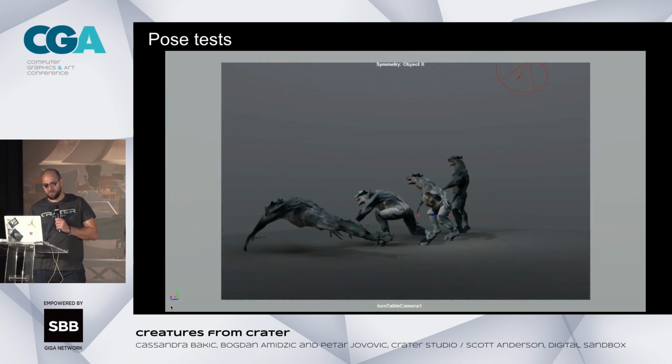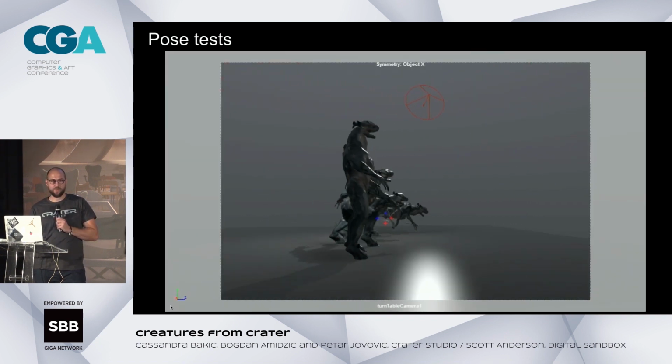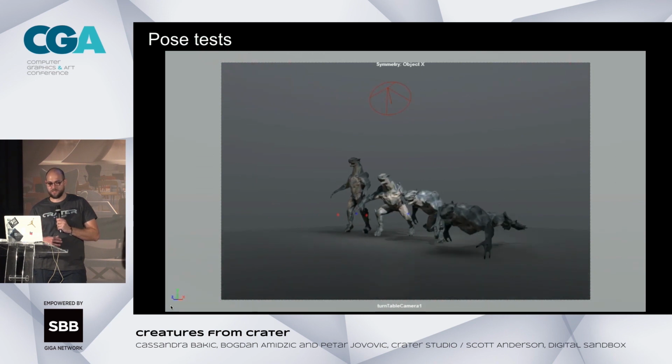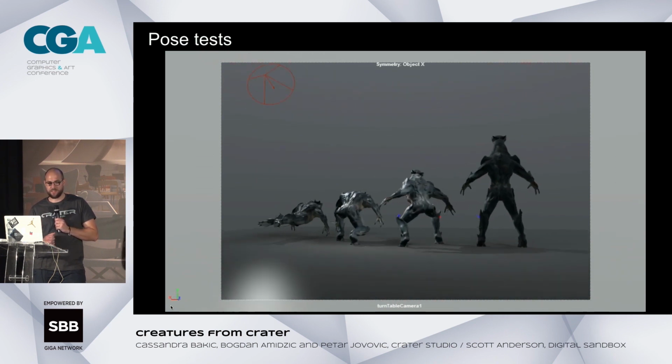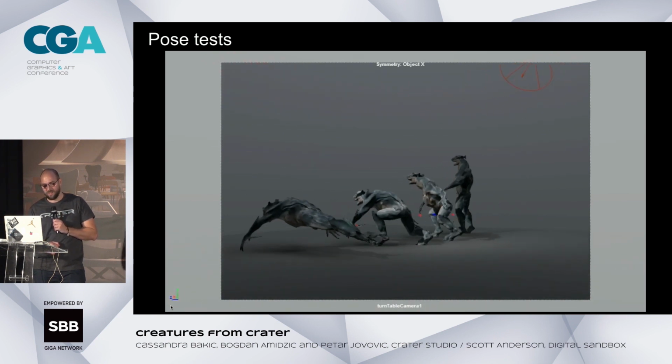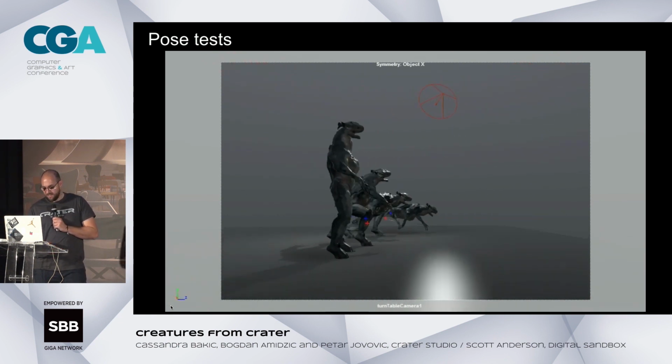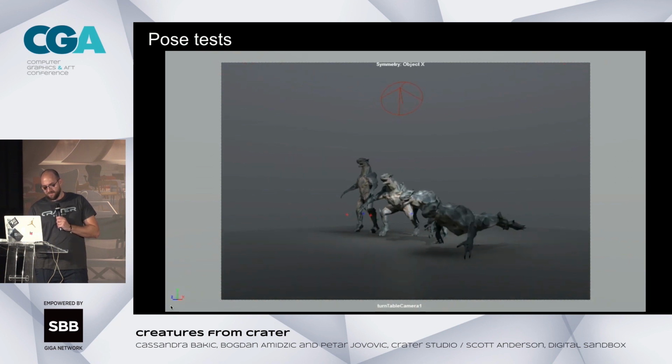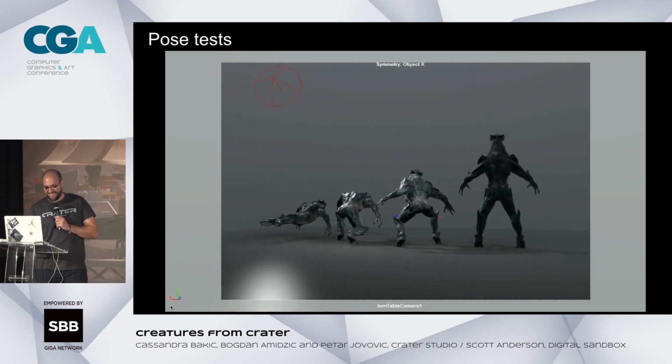And these are some pose tests. So before we even got shots, we did these pose tests, and our animators tried to match the reference with some dolphins, I think. I think I said dolphin one or two times. Yeah. Okay.